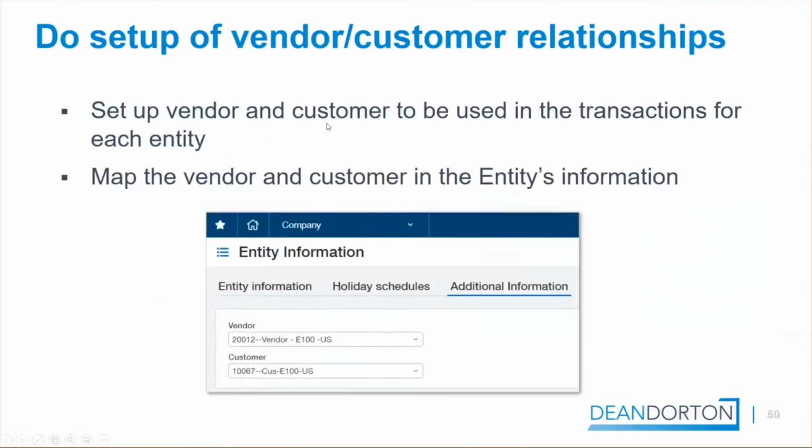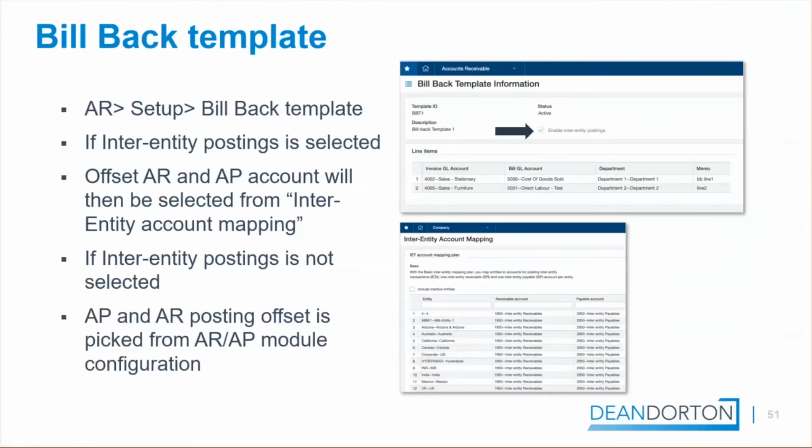Set up vendor and customers to be used, and map the vendor and the customer in the entity's information. To do the bill back, you will need to set up a vendor and a customer for the entity. And then in the entity setup, you will tag the appropriate vendor and customer. So you'll need to create a vendor and a customer to do the bill back, and then you'll need to tag them inside of the entity itself in the setup in order to be able to process the transactions.